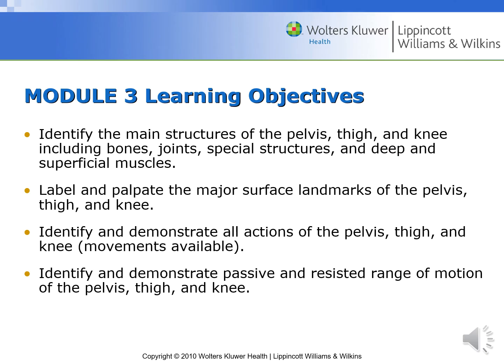Our Module 3 learning objectives are that at the end of today's lecture, you will be able to identify the main structures of the pelvis, thigh, and knee, including bones, joints, special structures, and deep and superficial muscles. You'll be able to label and palpate the major surface landmarks of the pelvis, thigh, and knee. You'll be able to identify and demonstrate all actions of the pelvis, thigh, and knee, the movements that are available. And you will be able to identify and demonstrate passive and resisted range of motion of the pelvis, thigh, and knee.